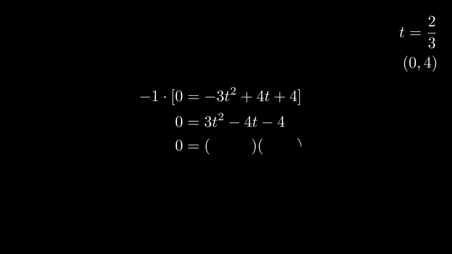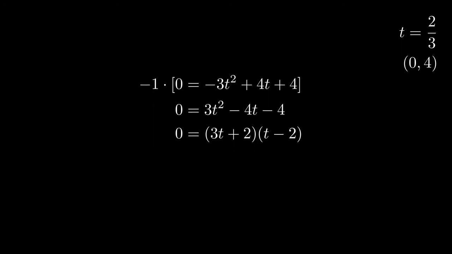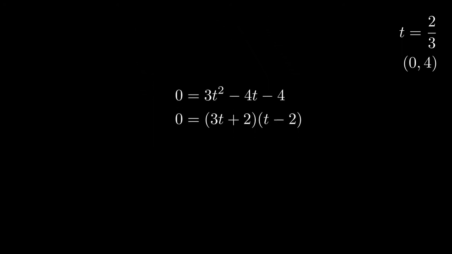So we know we have a 3t and a t. That's the only way to make 3t squared. And then not a lot of combinations to check. You can pretty quickly come up with that, I think. So that's the factorized form.